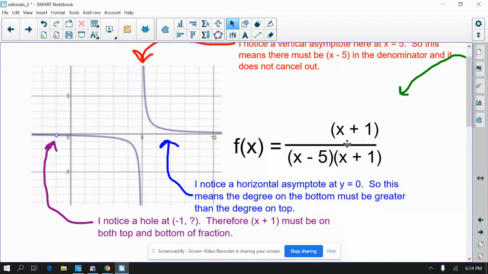Now, what do I have right here? This function that I have so far. My degree in the numerator is a first degree. The degree in the bottom is a second degree. So that would give me a horizontal asymptote of y equals 0.